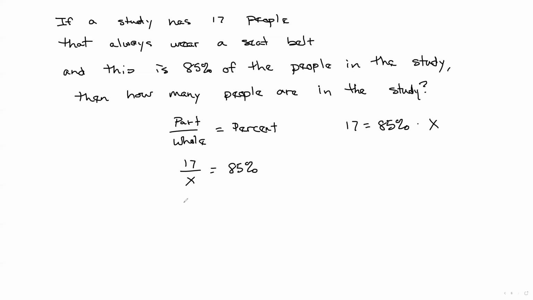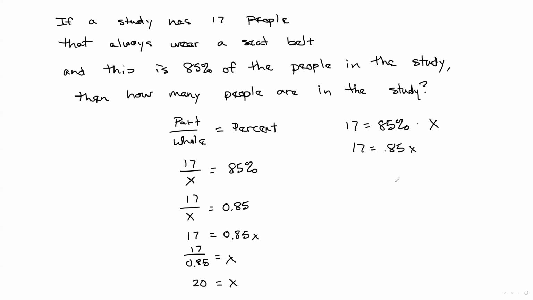Okay, and then from there, you convert 85 into 0.85 by moving the decimal point 2 places to the left. Then you can multiply both sides by X, divide both sides by 0.85, and punch that into a calculator and you should get X equals 20. And a similar set of steps over here: 17 equals 0.85x, then 17 over 0.85 equals x, and then x equals 20.